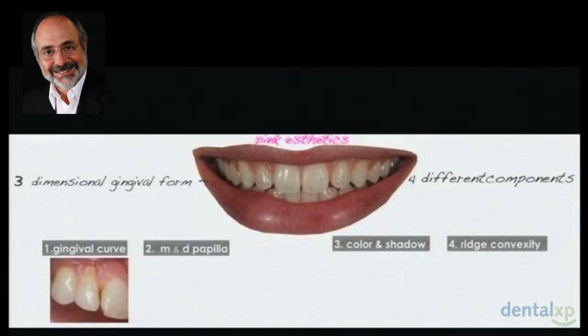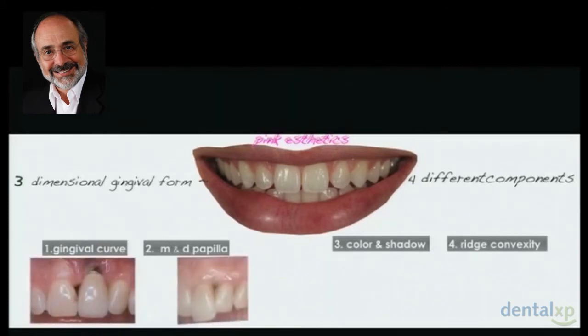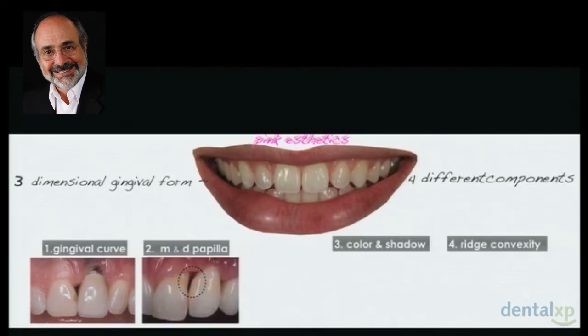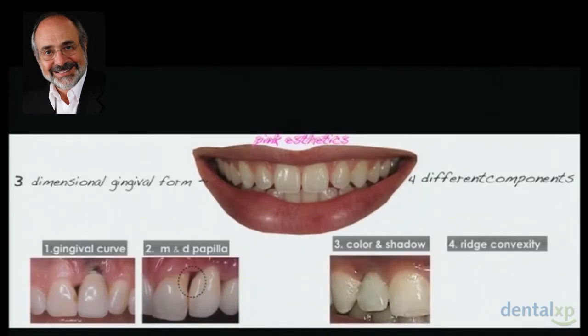When we look at this three-dimensional form, there are really four different components. There's the free gingival margin curvature around teeth or implants. Then you can see compromise in a papilla area, one or both. So the disease is very specifically located, and you have to look where it is so you can treat it specifically. And then there are two aspects which we've been talking about for a while, color and shadow around implants, around pontics. How do they impact the naturalness of a tooth?